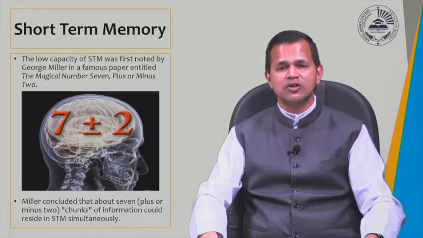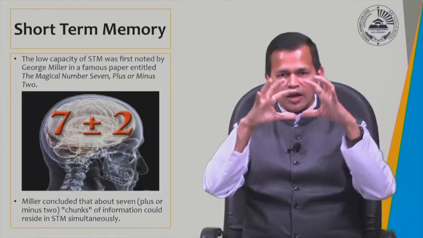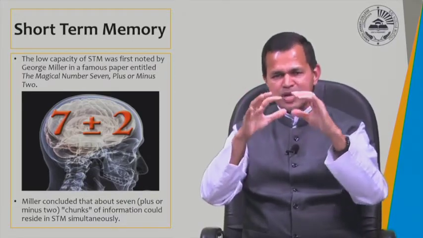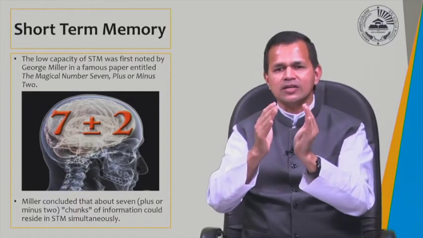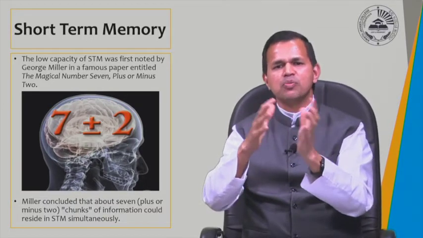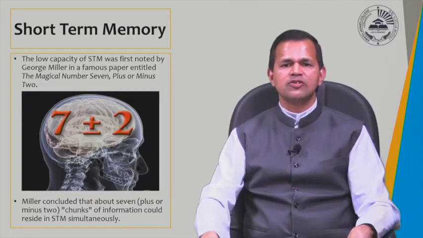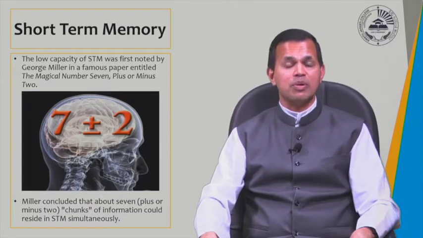The maximum capacity is for remembering a chunk, a group of information; whatever has a meaning or is put together is called a chunk. So this plus or minus 2 of 7 is chunks of information that could reside in our short-term memory simultaneously. I will give an example.